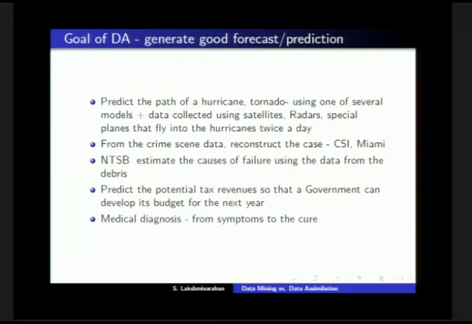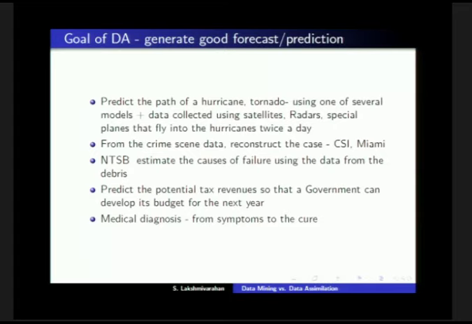So the goal of data assimilation is to generate forecasts. Now, forecast is the fundamental problem of great interest in life. I want to be able to forecast the movement of a hurricane, which we call typhoon around here. Tornado is another aspect of severe weather. So what do we do? Fluid mechanics people have created beautiful models for the motion of a hurricane, but no two hurricanes are alike. So I have a general partial differential equation that describes the motion of a hurricane.